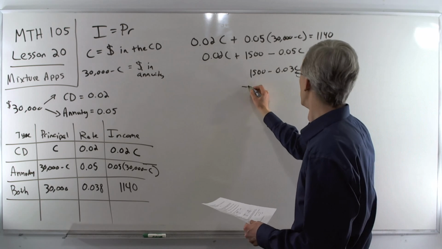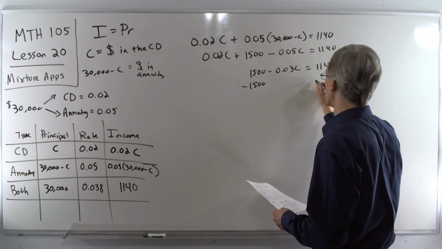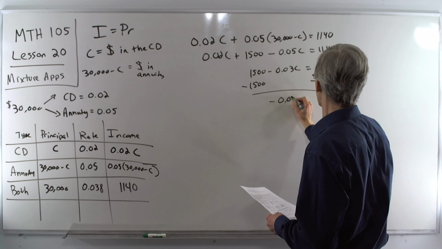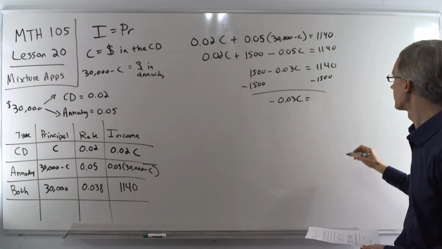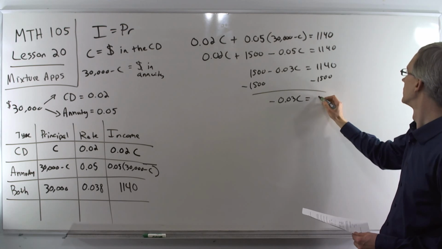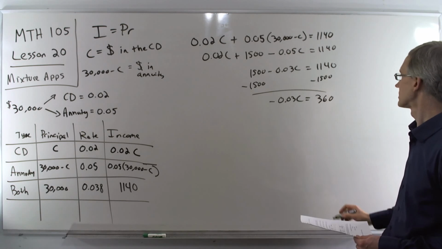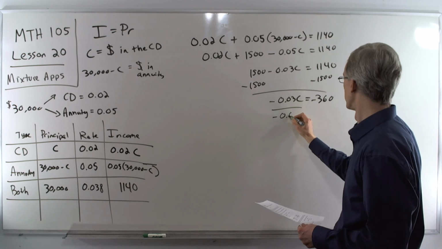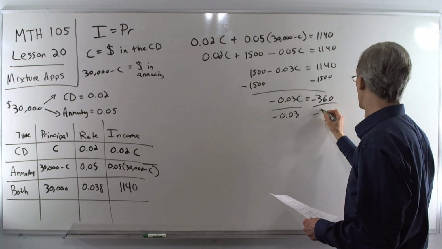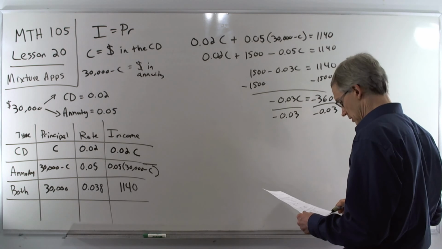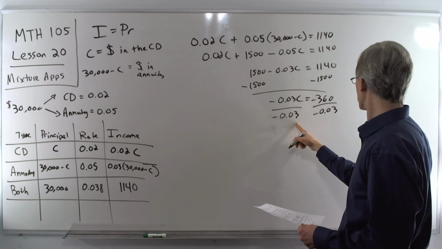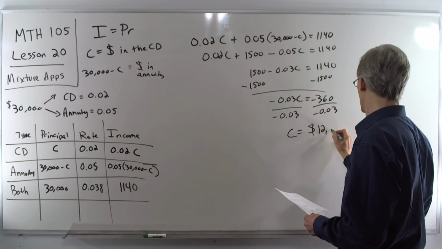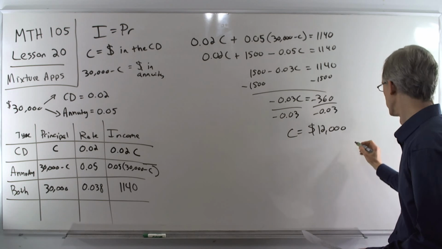All right. Let's get the numbers to the right. So negative 0.03 C equals 360, or negative 360, my bad. Divide by 0.03 on both sides, and we get C equals 12,000.